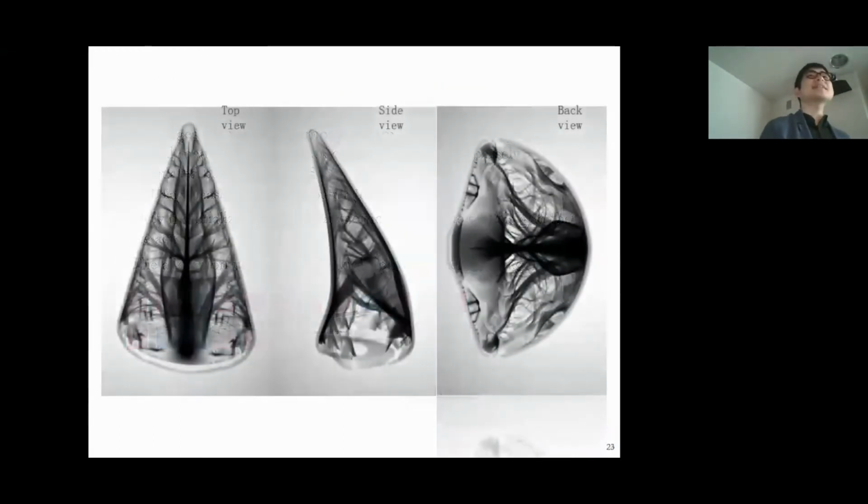The compliance is basically the stiffness of this structure. We just want this thing to be as stiff as possible if only 20% of the volume is occupied by material.